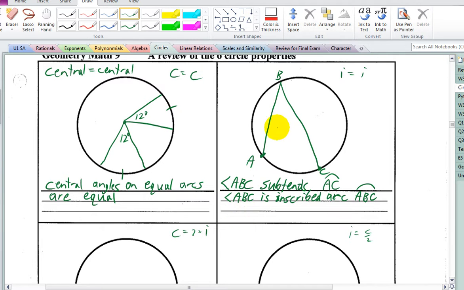But this is showing that the green angle, if this is 13 degrees, then this is also 13 degrees. So inscribed angles on equal arcs are equal. Okay. Any questions with that one?